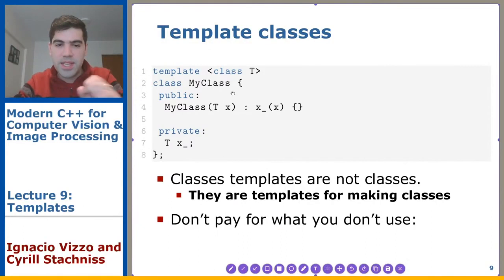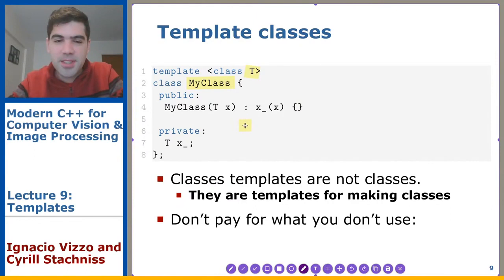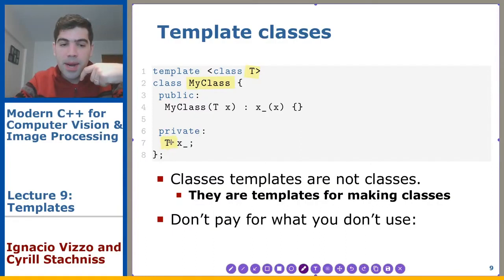So we have a class template, or template class, that is called myClass. It takes as input a template parameter, a type T. Remember, this T is just a letter, it could be bananas. And then inside this class, I will have a private data member that is called X, right? And if you see, all the types are T's, so we can instantiate a class that works with integer, double, whatever, without repeating the code. So the compiler will do the job for us.